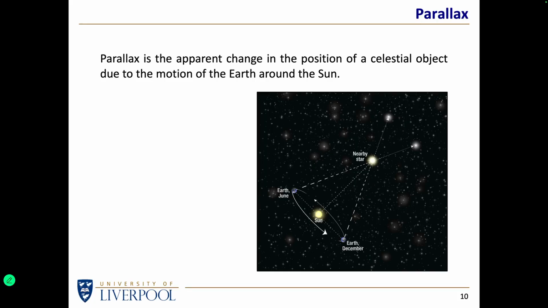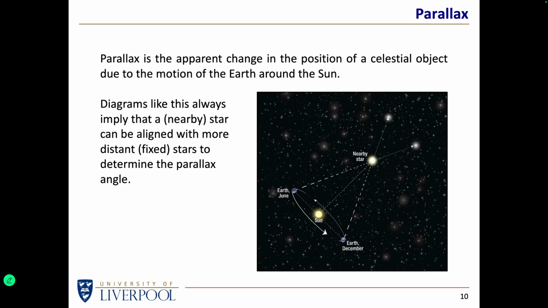Well, we can get distance from the familiar idea of parallax, the apparent change in the position of an object due to the motion of the Earth around the Sun, as indicated by this diagram on the right-hand side. As the Earth goes round the Sun, a nearby star will appear to move relative to more distant stars. And diagrams like this always imply that a nearby star can be aligned with more distant fixed stars to determine the parallax angle. And by parallax angle, I mean that angle there.